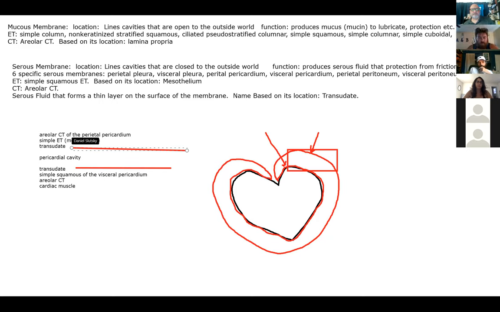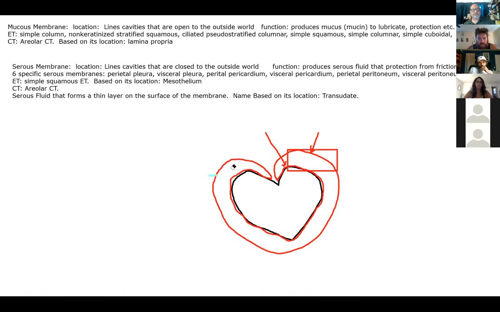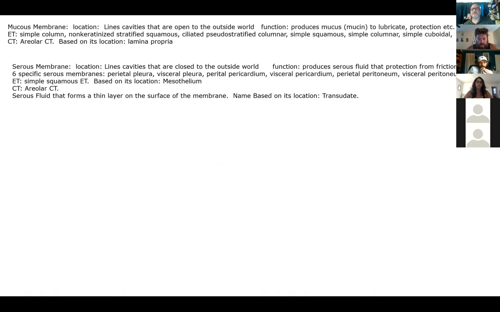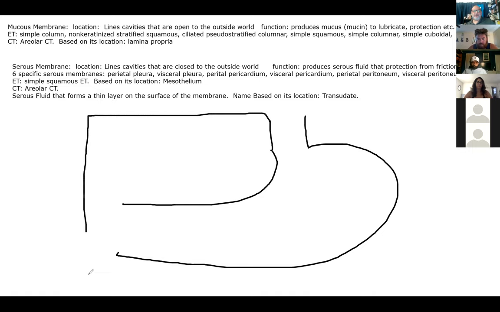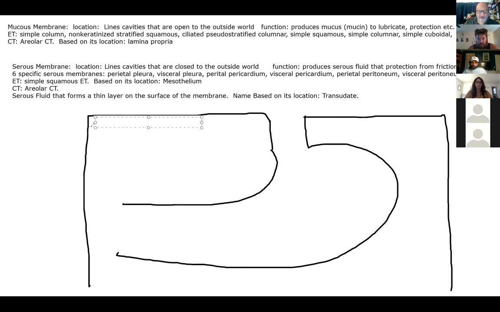Let's change the organ. Of course, as you can tell, this is a stomach. So if we were to look at the anatomy of the stomach, we know the stomach is connected to and located in the peritoneal cavity, the abdominal pelvic cavity. So of course, up here, we have the parietal peritoneum. And then here on the organ, we have the visceral. So let's go through the layers of that.